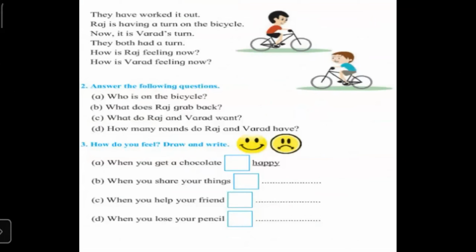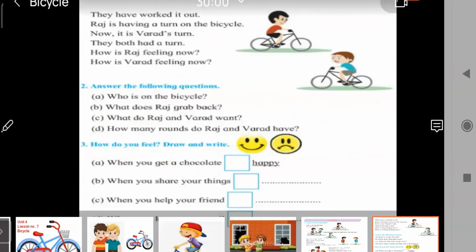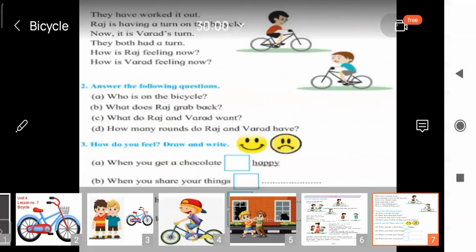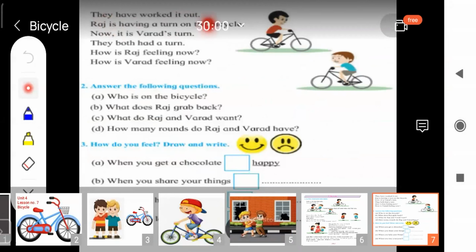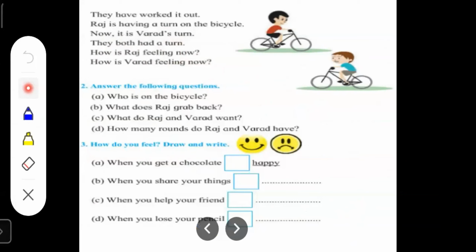They have worked it out. Raj is having a turn on the bicycle. Now it is Bharat's turn. They both had a turn. How is Raj feeling now? How is Bharat feeling now? Children, so they have worked it out. Worked it out means they have found a solution. Okay, what is the solution? You can see here, first Raj is riding the bicycle. Then after Raj finishes, afterwards Bharat is riding the bicycle, and in this way, both get the chance to ride the bicycle.